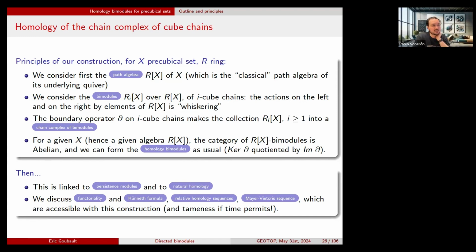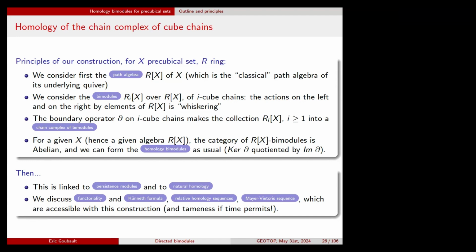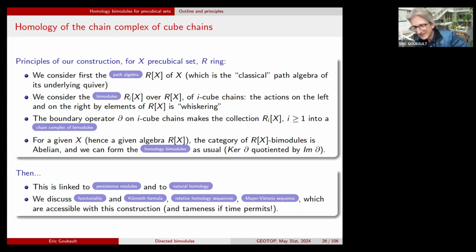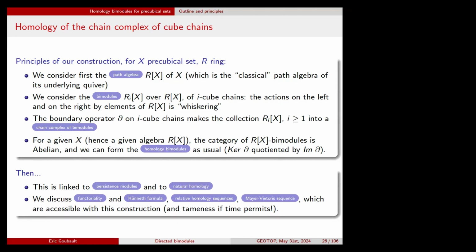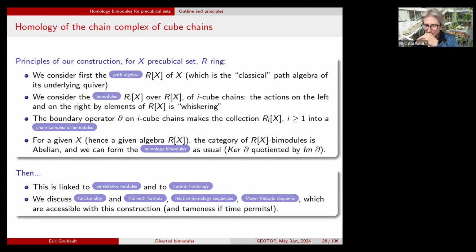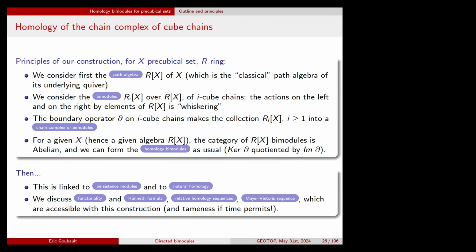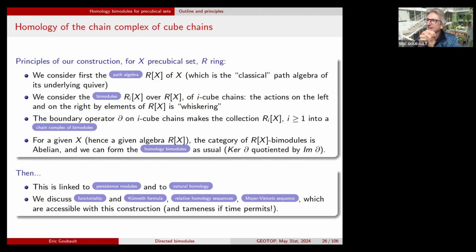Any other questions for Eric? I have one question. I was late, so I don't know if you said this before, but do you know the simple modules of your algebras? Yes, sort of. How can you describe them? Oh, it's a good question. I haven't looked into that.